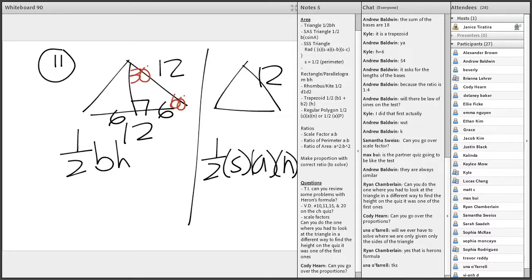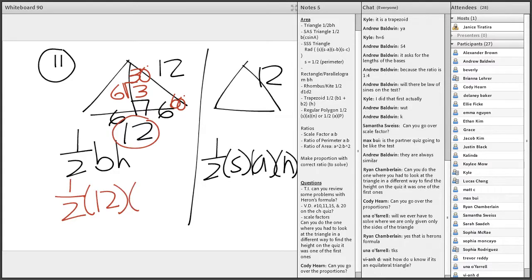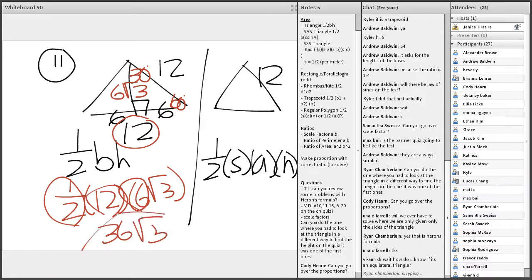And we could split the bottom 6 and 6, and the height would be 6 rad 3. So this is 1/2. 12 is the full base on the bottom. Height is 6 rad 3. And then you multiply half times 12, that's 6. 6 times 6 is 36 rad 3, final answer.